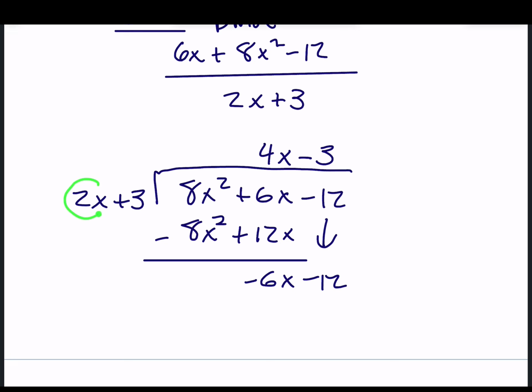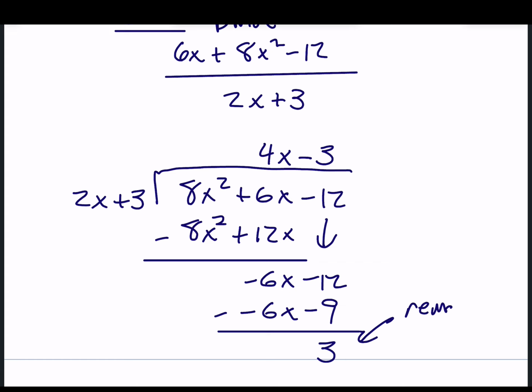in a negative 3 times. And so negative 2x times negative 3 is negative 6x, and 3 times negative 3 is negative 9. And so when we subtract, negative 6x minus a negative 6x gives us 0x, and negative 12 minus a negative 9 gives us a positive 3.